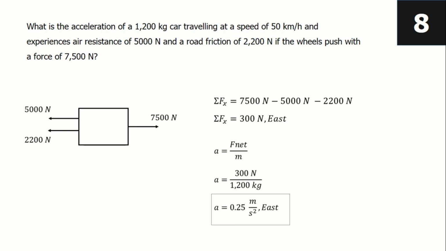And to use our equation for acceleration, net force divided by mass, the division of 300 newtons divided by 1,200 kilograms will be an acceleration of 0.25 meter per second squared to the east.